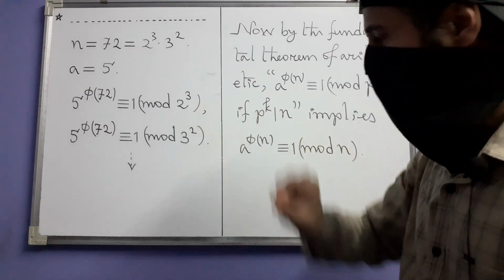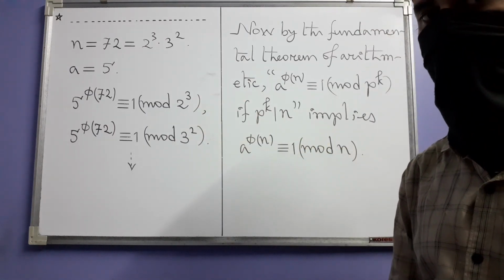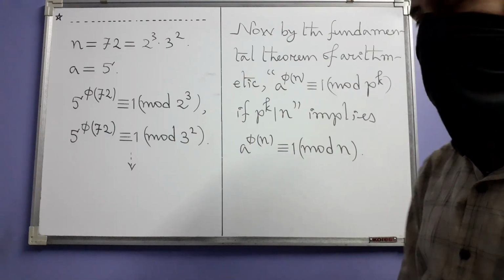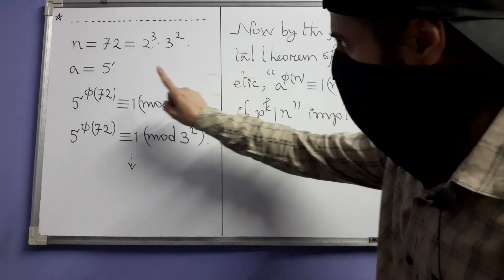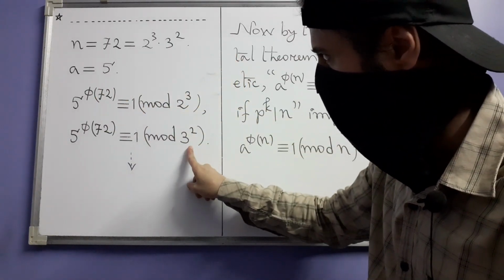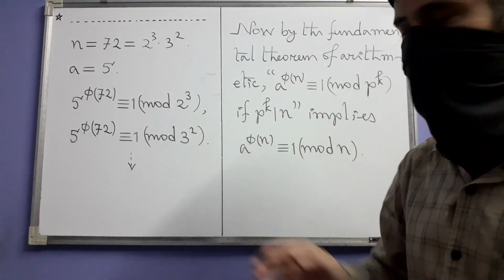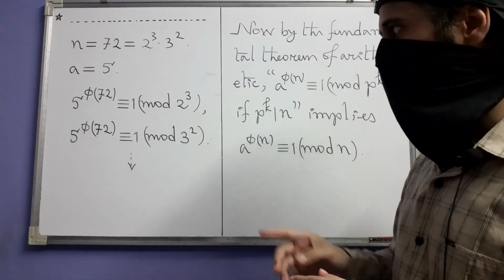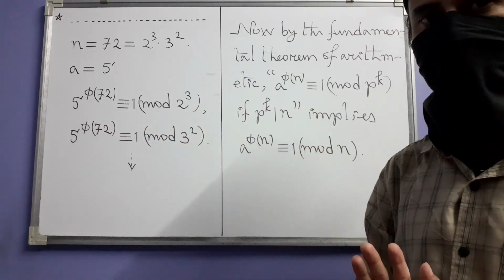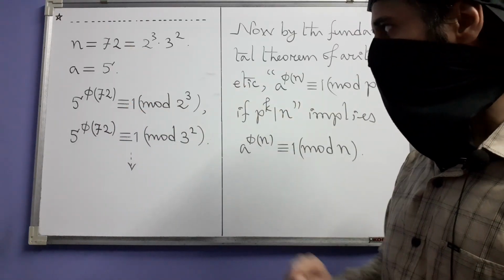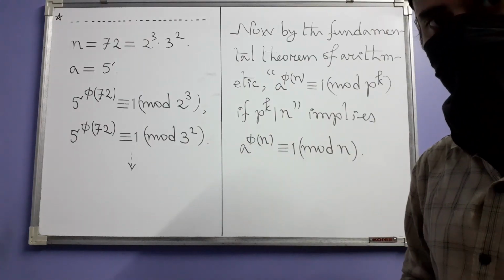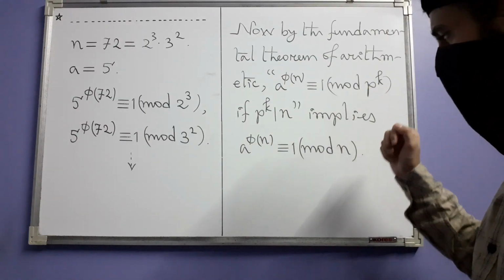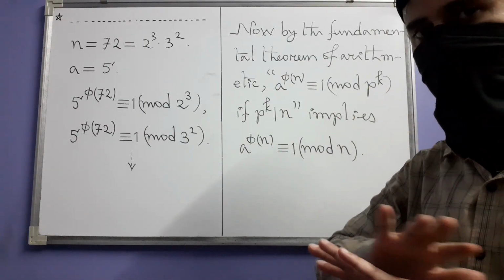How do we multiply these two? That comes from one of the properties of divisibility. This number divides this minus 1, this number also divides this minus 1, and they are relatively prime. So their product also divides this minus 1. That product is n. So that's how you change the modulus from p to the power k to n. So that's where everything becomes clear.